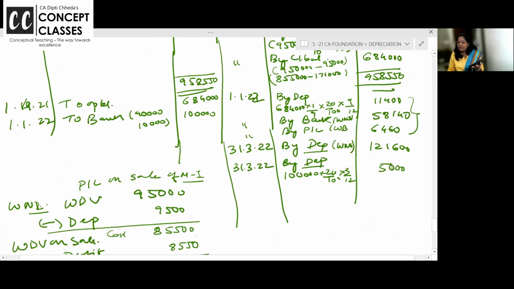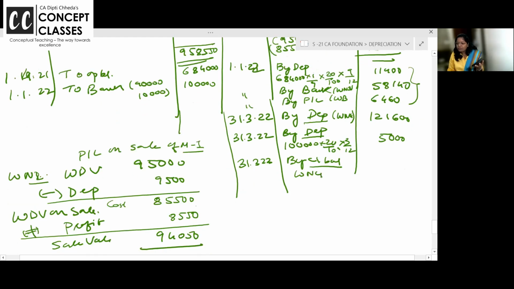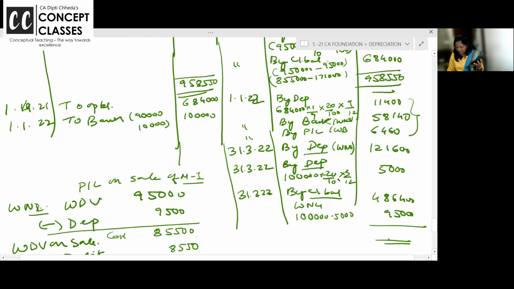So that is 5,000. Now on the last day, the closing balance of machine we have already got in working note 4: 486,400. 684 into 8 by 9 gives you the opening value, then the depreciation, then you get the closing value. And this machine: 1 lakh minus 5,000 is 95,000. Do this sum again at home. This is literally called drilling.